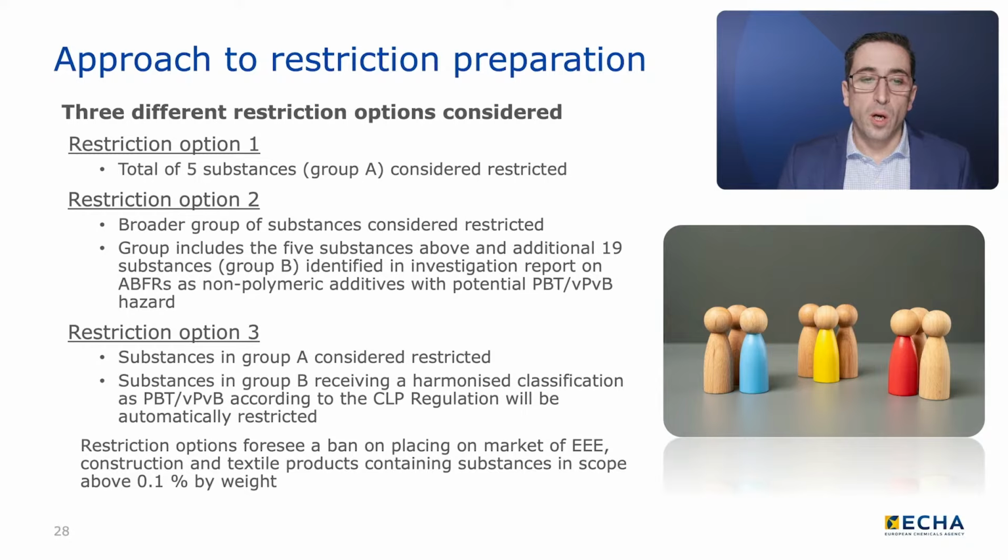In all restriction options, a ban on placing on the market of electrical and electronic equipment, construction, and textile products are foreseen when containing substances in scope above 0.1% by weight.